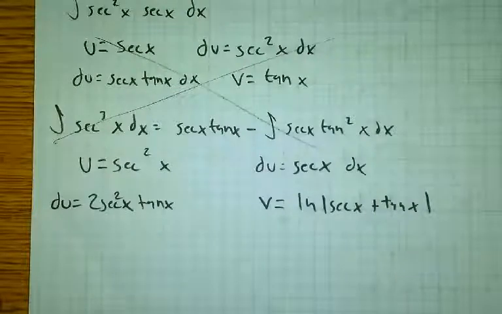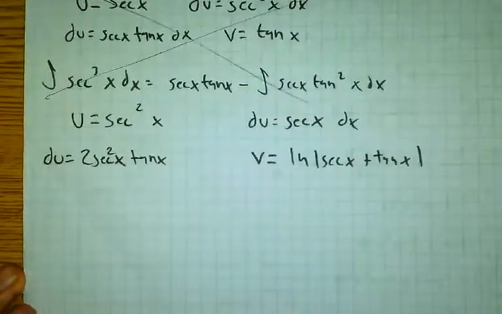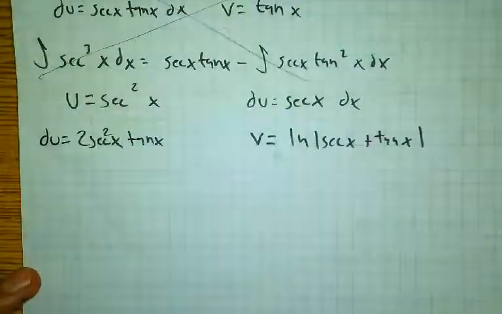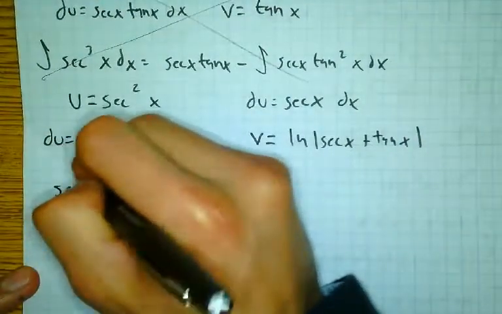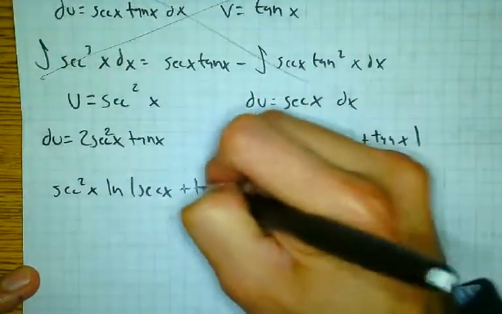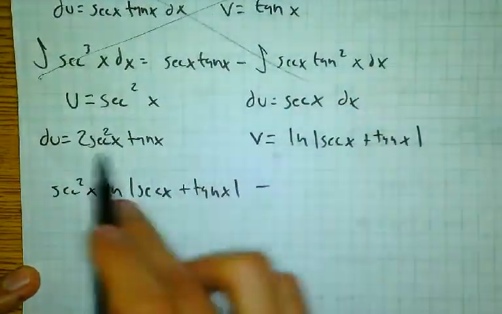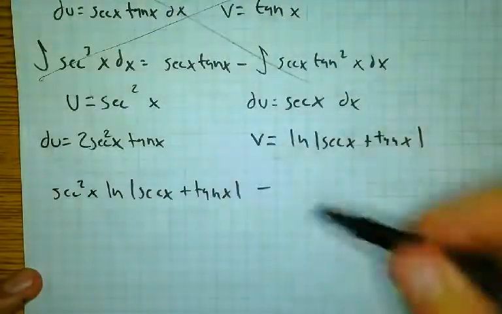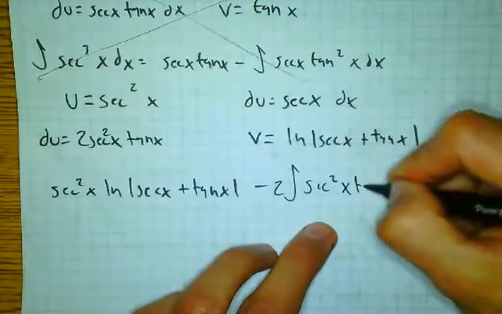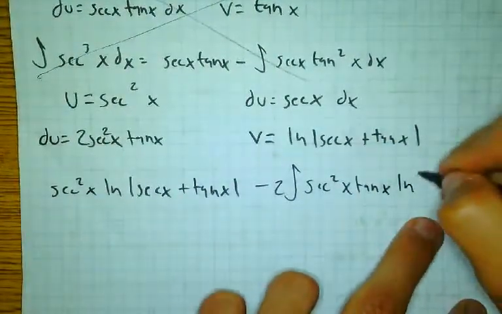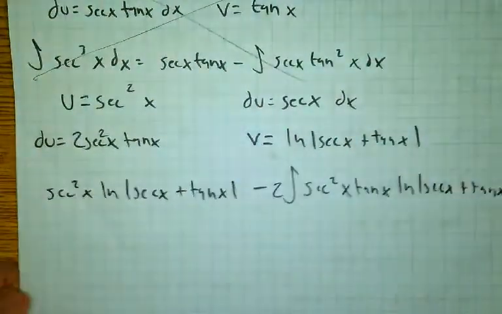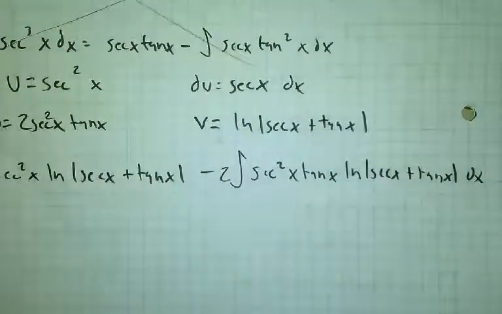I don't know that I like this one either, but we'll see where it takes us. So that would be what? That times that, so secant squared x times the natural log of secant x plus tangent x, minus that times that. Oof. I do not like that.